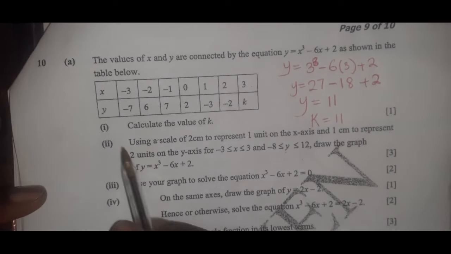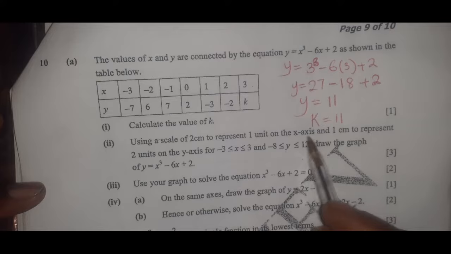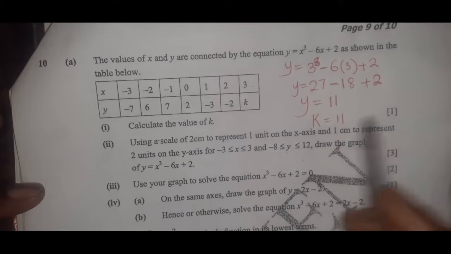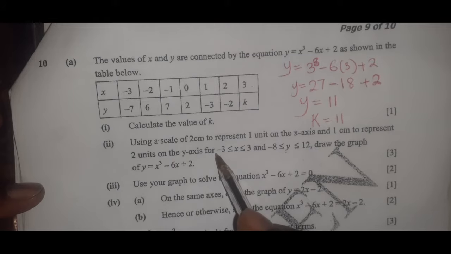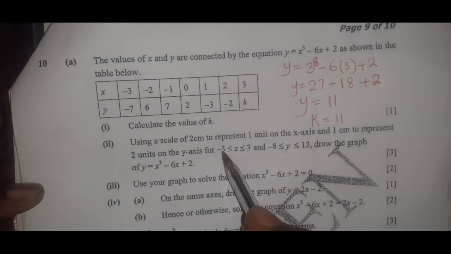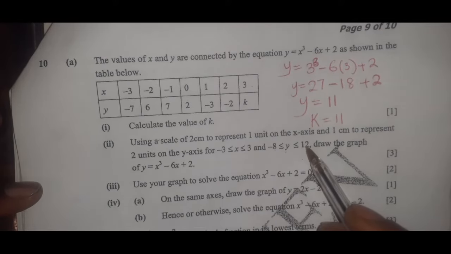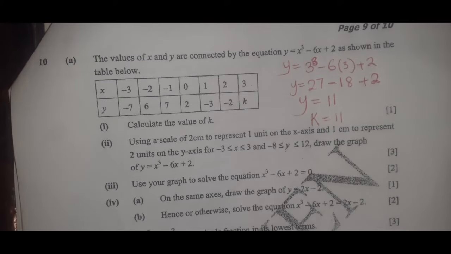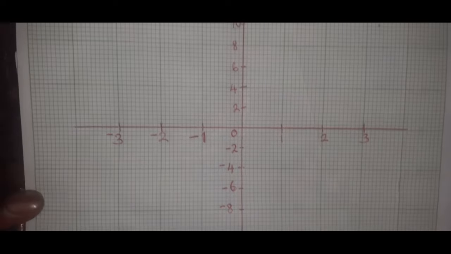Okay, we come to B, Roman numeral 2. Using a scale of 2 centimeters to represent 1 unit on the x-axis, and 1 centimeter to represent 2 units on the y-axis for the x from -3 to 3, and for y from -8 to 12. Okay, so let's do this one. We have our graph paper here. Let's do the measurement, the division.